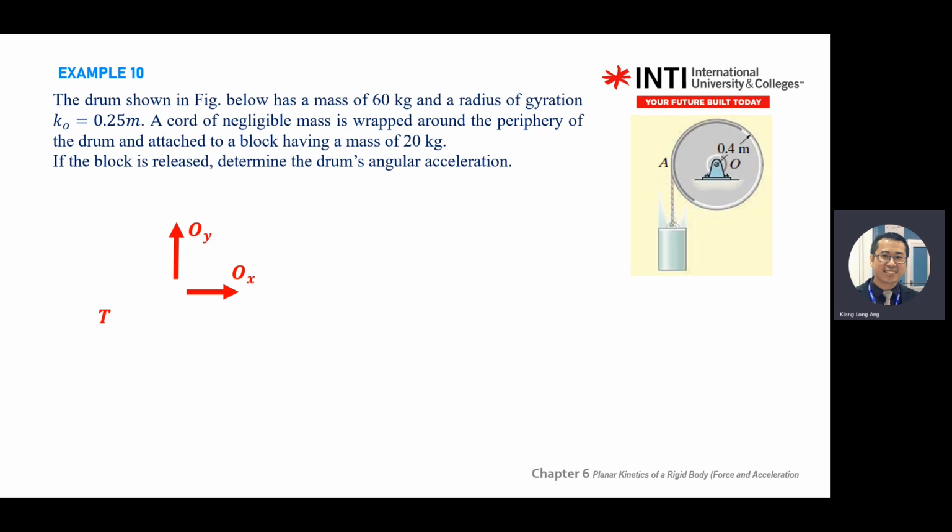To check, there's one formula to use. Then ignore the cord, and you're given the mass of so and so. If the block is released, determine the drum's angular acceleration. Okay, so you look at the diagram, you read the question, and then ask yourself, what does the question want me to focus on? In this case, you want to focus on the drum.